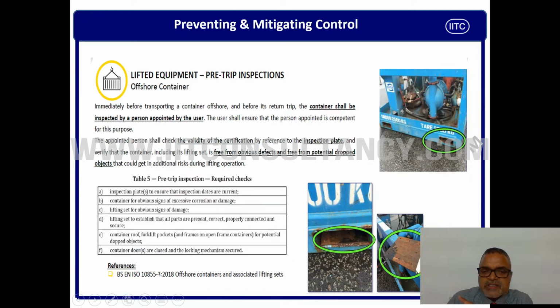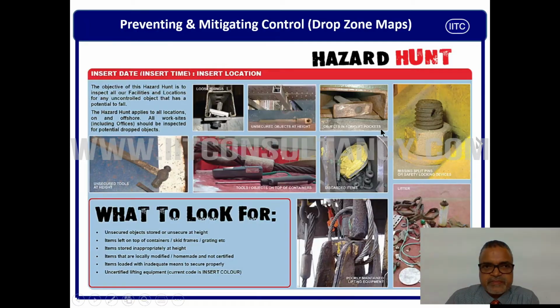If you see here what kind of hazards: on the skid, this is the plate, a loose plate. It can fall when you are lifting it. There is something inside this pocket, it may also fall. There is something in this pocket, this may also fall. That means the example was prevention and mitigation control for lifting equipment. Pre-trip inspection must be done to prevent drop object.